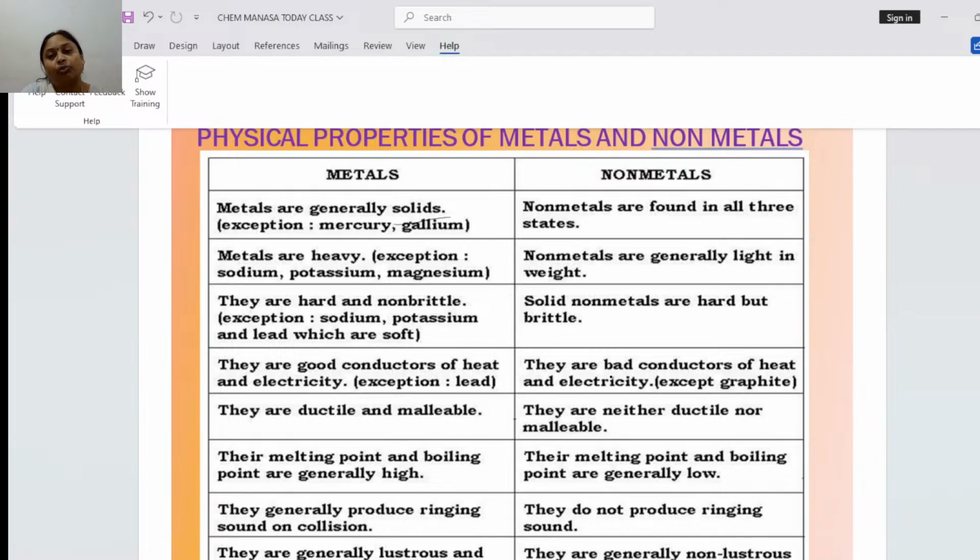Non-metals, we say, have less weight. Next, metals are hard and non-brittle in nature. What is the meaning of non-brittle? They cannot be broken down easily. But sodium, potassium and lead are soft metals. We can cut them by using a knife.